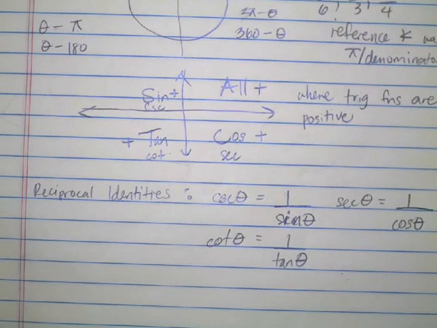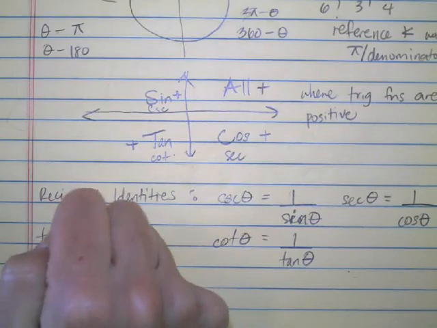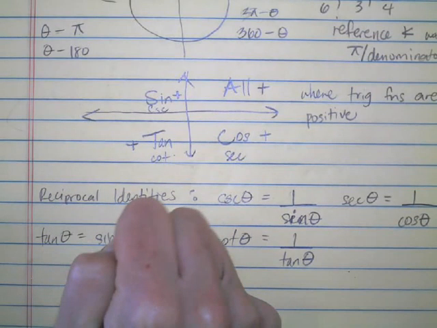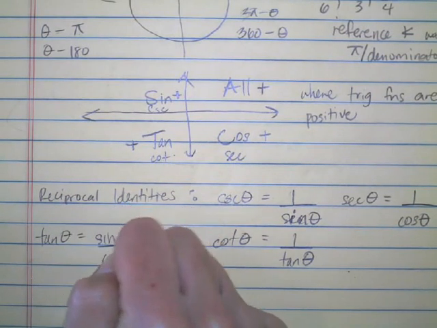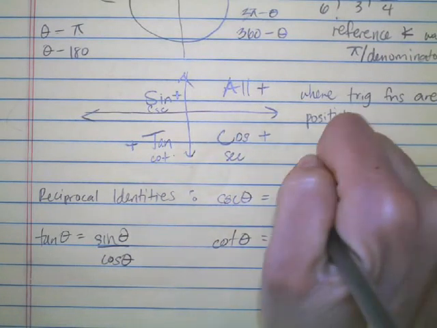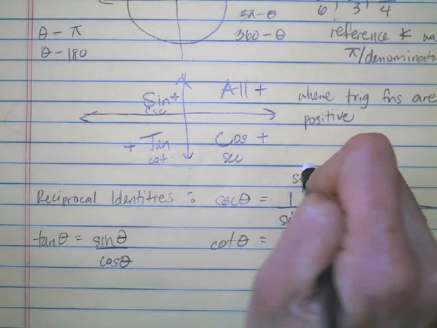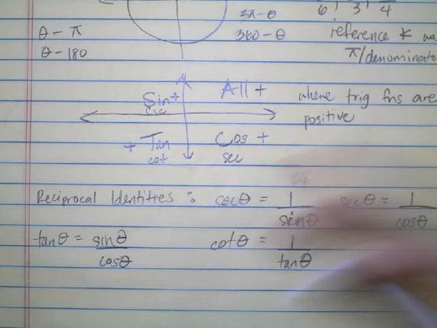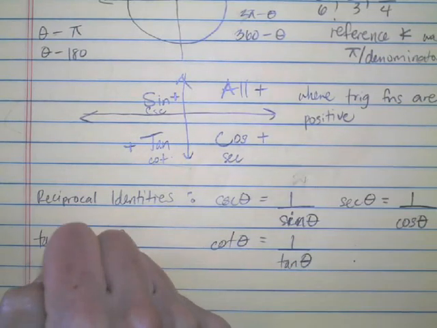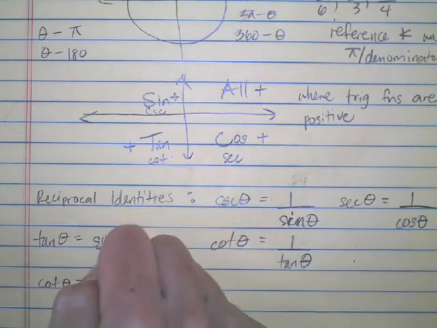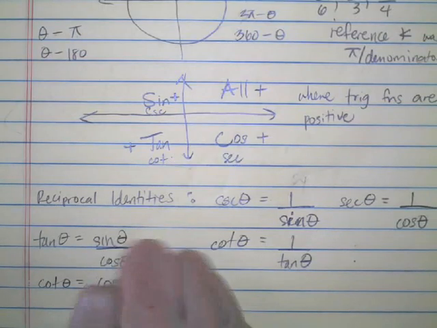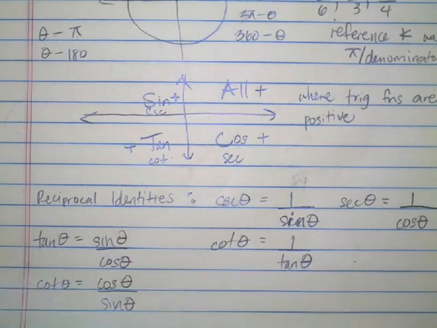The other thing we talked about was that tangent equals sine over cosine, or y over x, because always sine goes with y and cosine goes with x. And then cotangent would be tangent flipped, so cosine over sine.